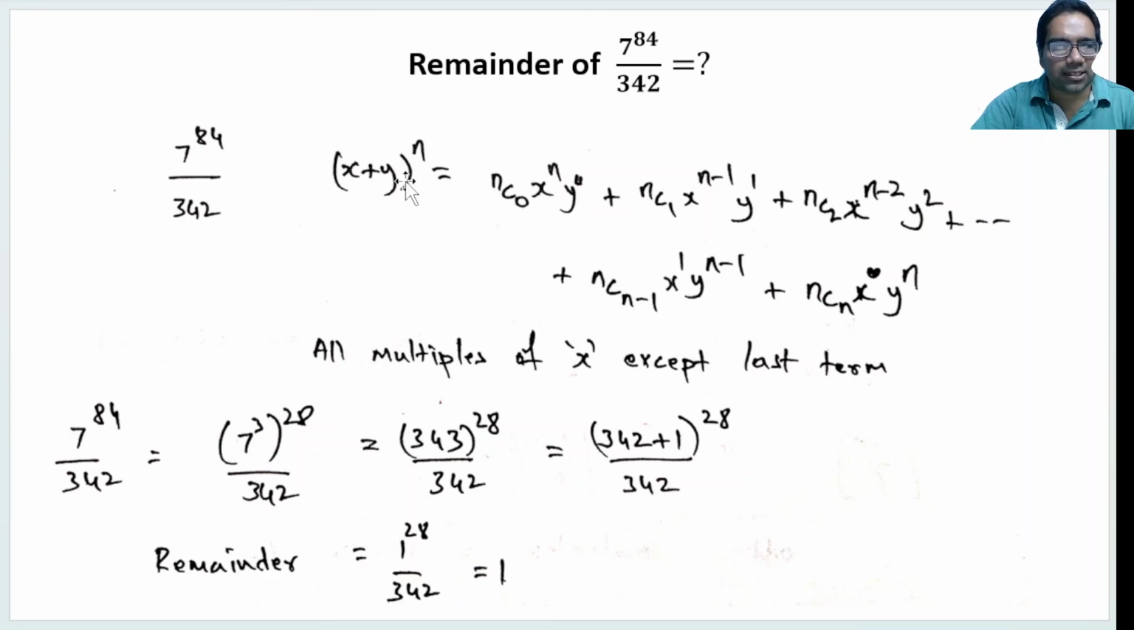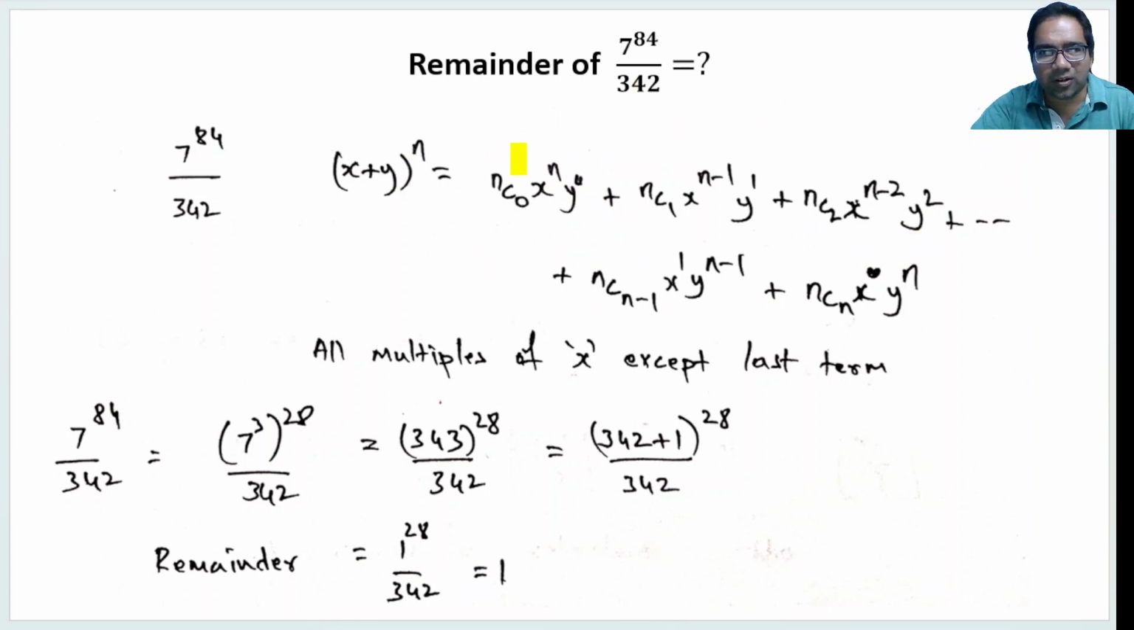What is our binomial expansion? (x + y)^n is nC0 x^n y^0 + nC1 x^(n-1) y^1 + nC2 x^(n-2) y^2 + ... + nC(n-1) x y^(n-1) + nCn x^0 y^n. Basically, it goes from nC0 to nCn: nC0, nC1, nC2, nC3 up to nC(n-1), nCn. And x starts from n and goes to 0, y starts from 0 and goes to n. This is the formula.